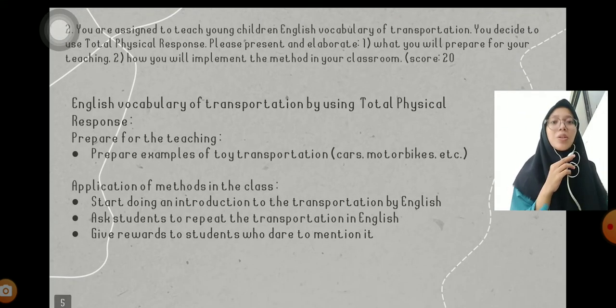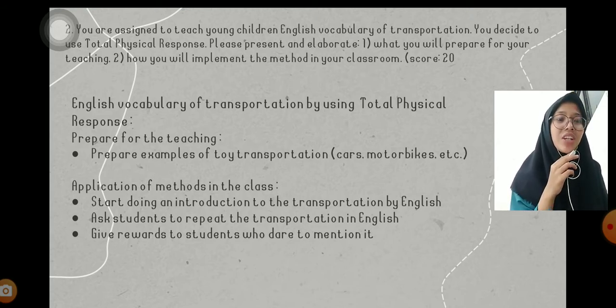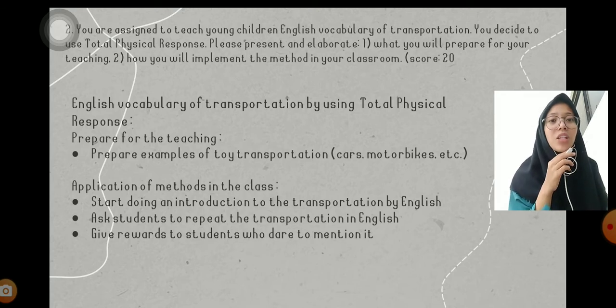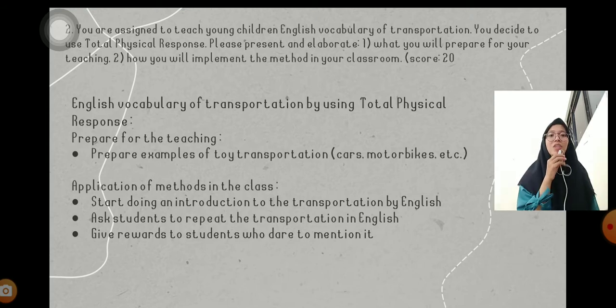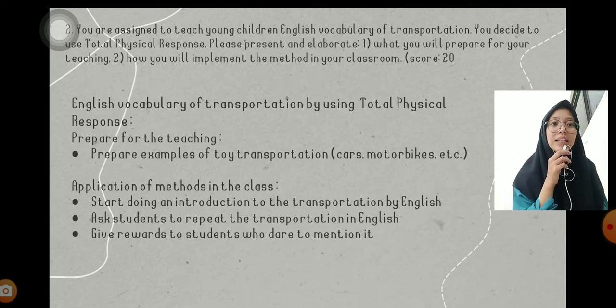The question for number two is: you are assigned to teach your children English vocabulary of transportation. You decide to use Total Physical Response. Please present and elaborate: one, what you will prepare for your teaching, and two, how you will implement the method in your classroom. Okay, in this question, it is about total physical response, and my answer is English vocabulary of transportation by using total physical response.